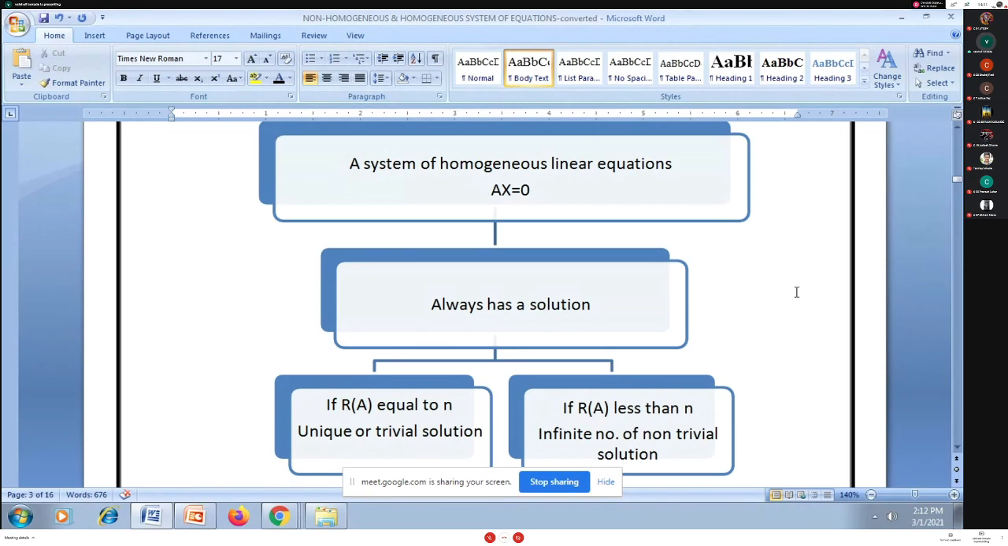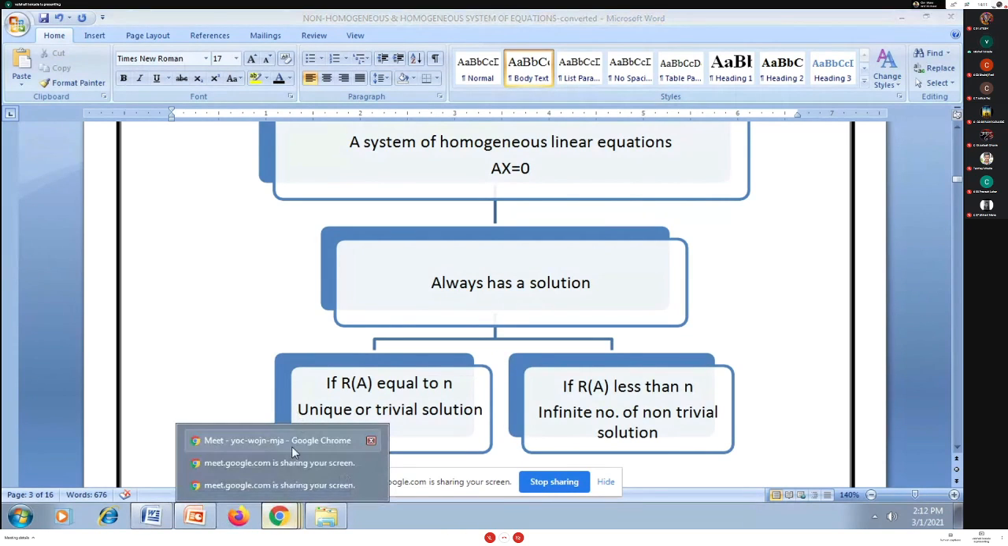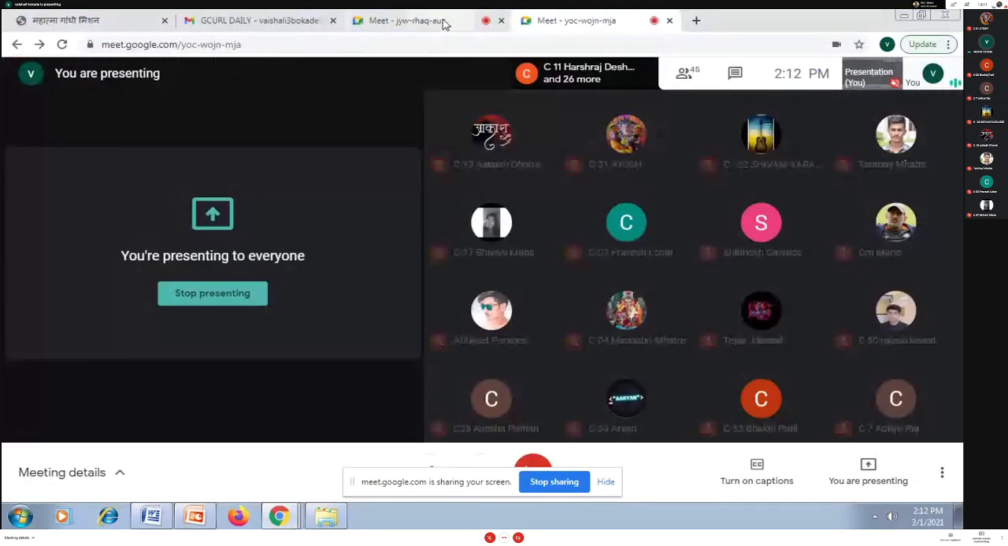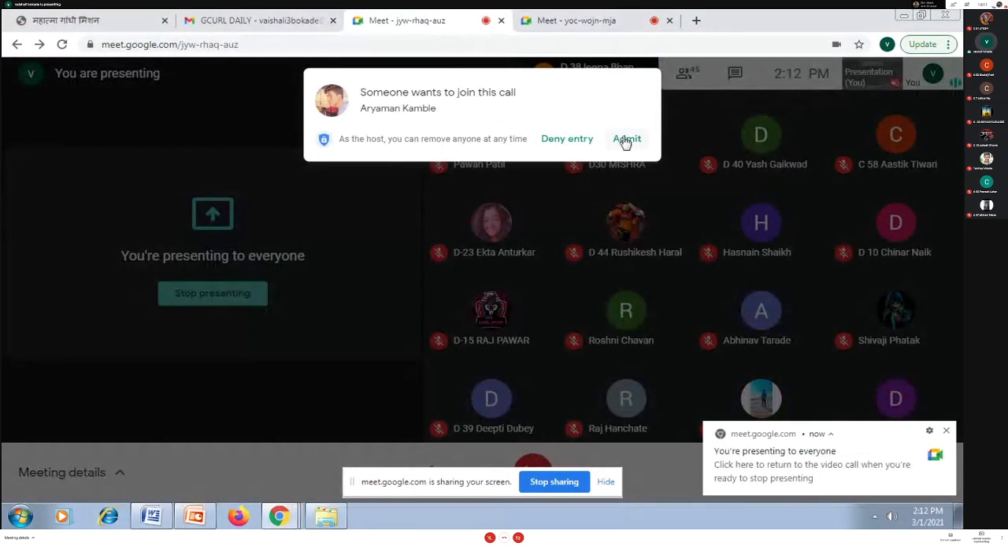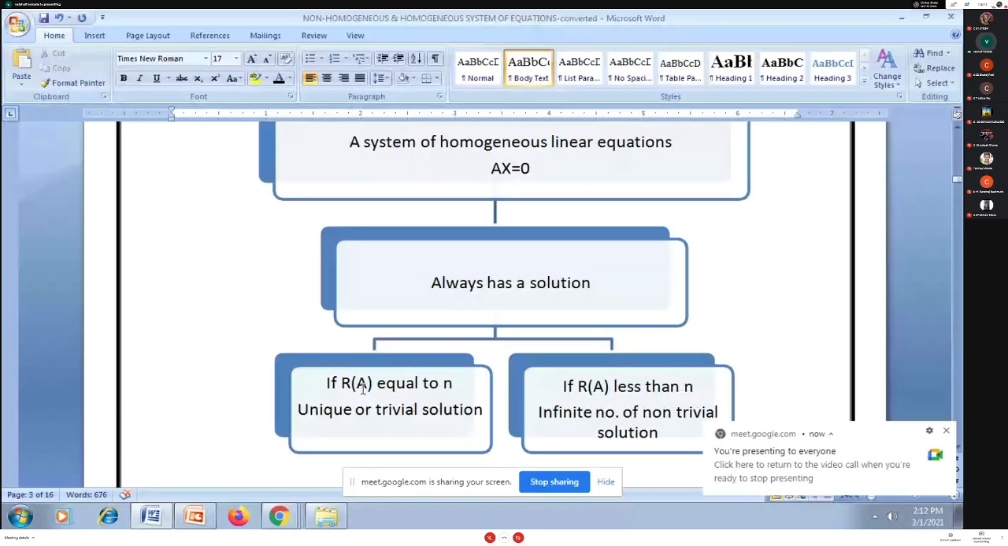How many types of solutions are there? We have only 2 types of solutions. One is the trivial solution, and the other is the non-trivial solution. What does trivial solution mean? For a homogeneous system, I have the trivial solution whenever all the unknowns are 0.